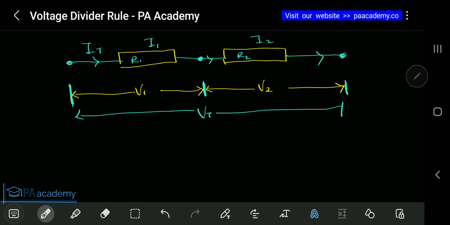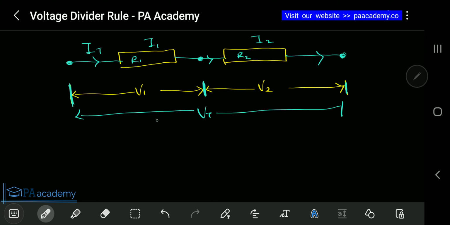Alright, so just like the name says, voltage divider rule. That means we are dividing a particular voltage, and the idea behind the voltage divider rule comes from resistors connected in series, like you can see on the screen. When resistors are connected in series, the same current is flowing through them.